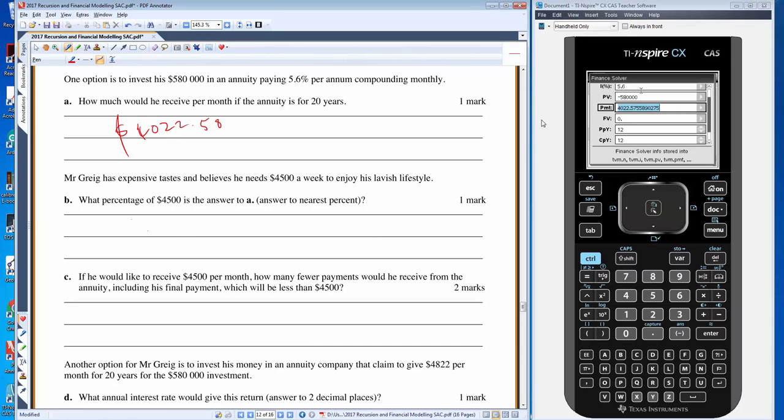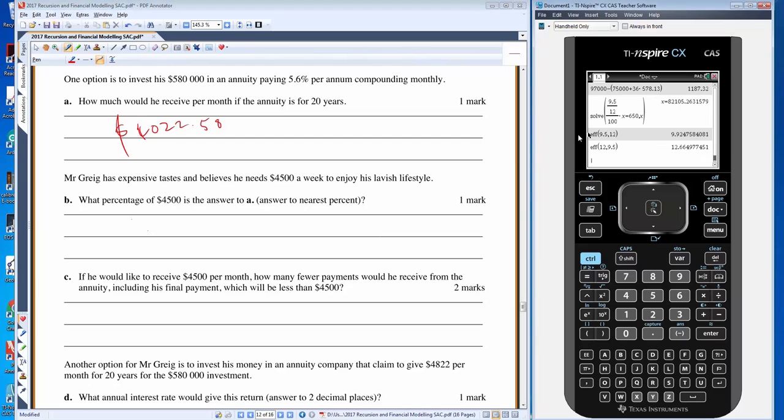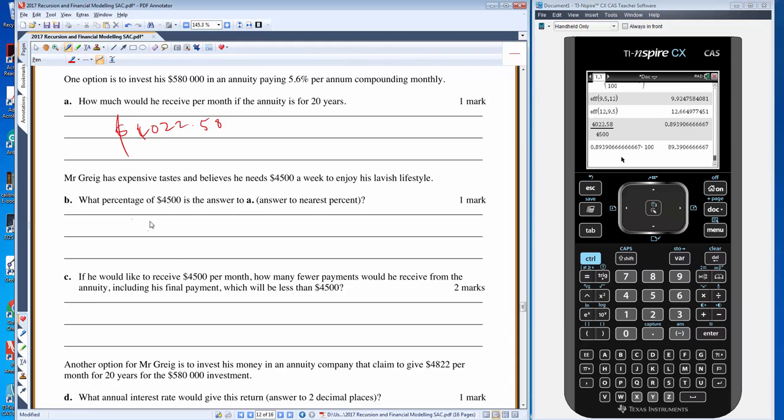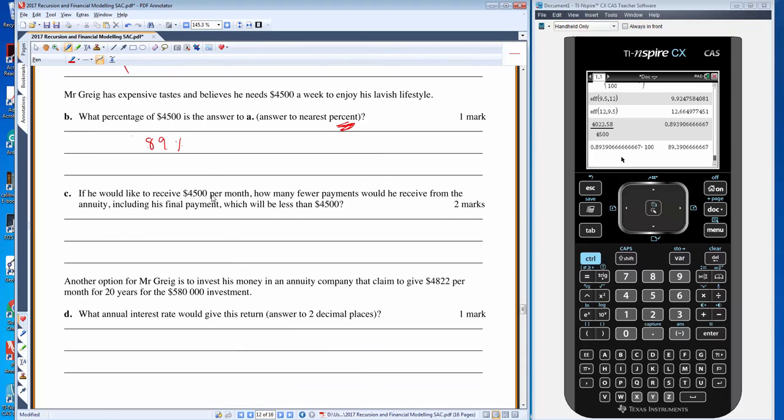Again, not done particularly well, given that a lot of you got that first question right. So all it is is a basic one number expressed as a percentage of another: 4022.58 over 4500 multiplied by 100, and it is 89% to the nearest percent. So he's almost there. It's 89% of what he needs. If he would like to receive $4,500 per month, how many fewer payments would he receive from the annuity, including his final payment, which will be less than $4,500?